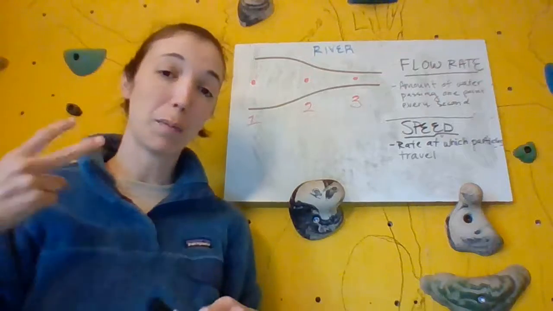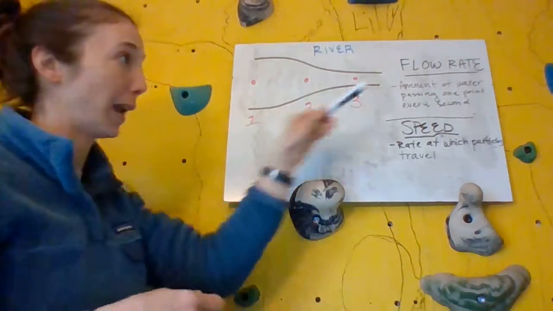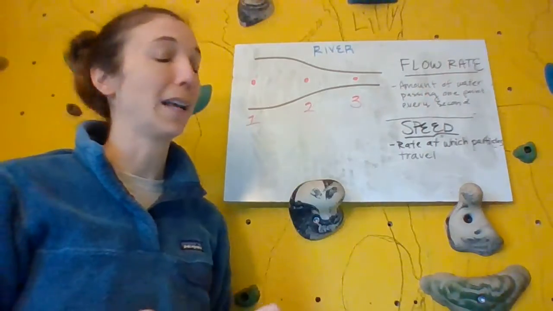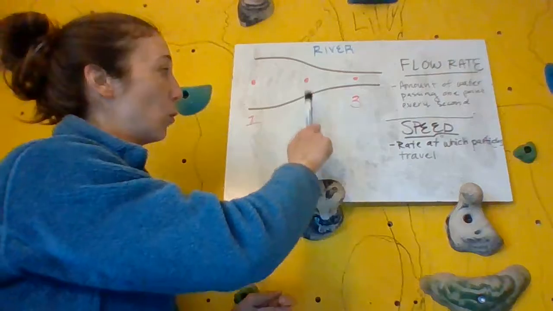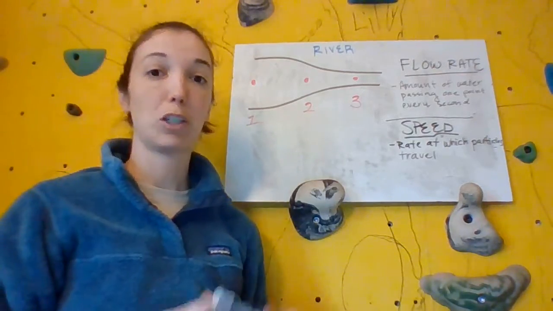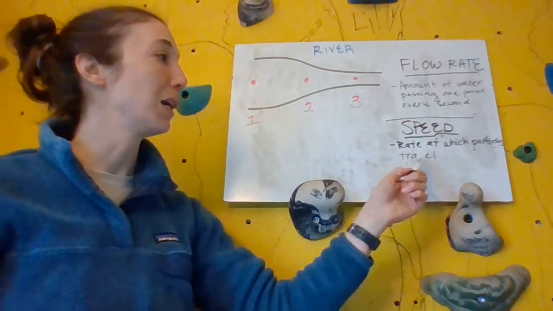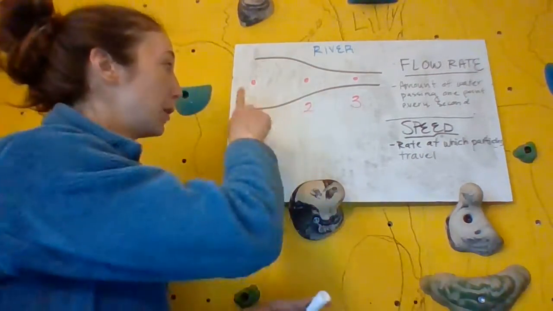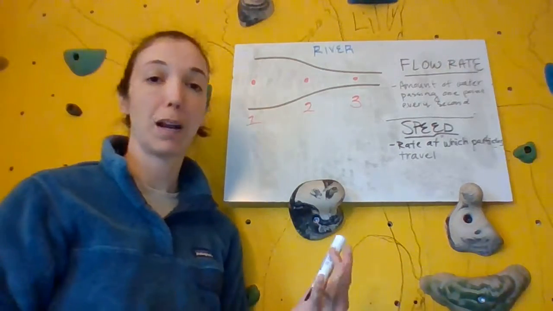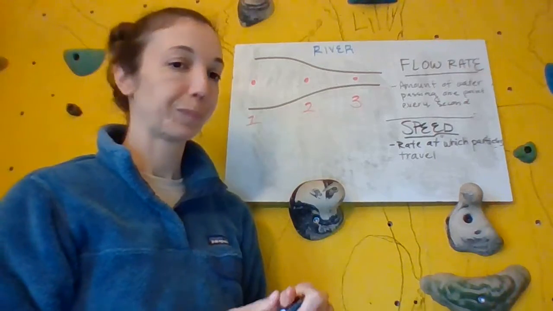I want you to think about two things. I want you to think about how the flow rate, which is the amount of water passing one point every second, compares at position 1, 2, and 3. I want you to make that prediction. Pause the video if you need to. And then I want you to think about the speed of the particles, which is the rate at which the particles are traveling at position 1, 2, and 3, and how those compare. Make that prediction before we continue.